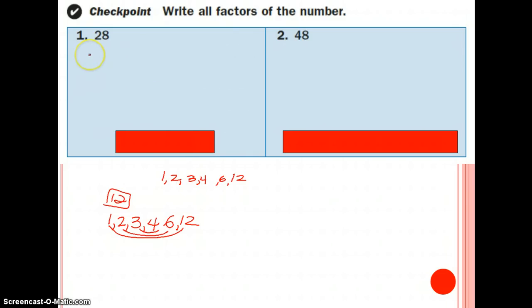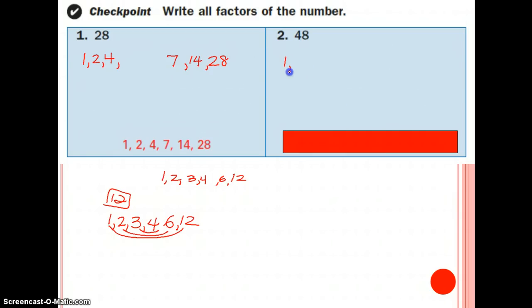Try number 1 and 2. Number 1, we have 1 and 28. Go through the numbers. You can definitely do 2 because 28's even. That's 14. 3 we can't do, but we can do 4 because 4 and 7. No 5, no 6. So I'm done. I have 1, 2, 4, 7, 14, 28.